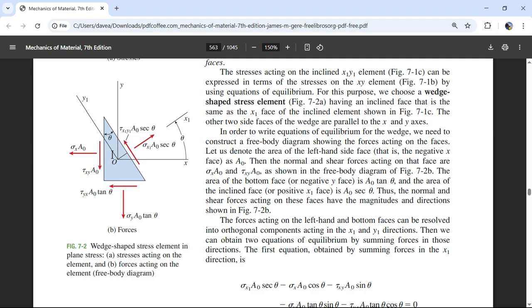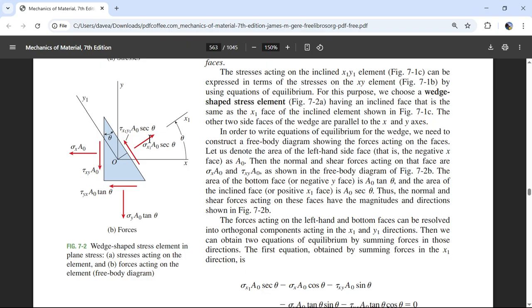So when we sum the forces, we want to sum the forces in the x1, y1 direction. It seems tempting to sum the forces in the x and y direction, because it looks like we've got 4 different things in the x and y direction.